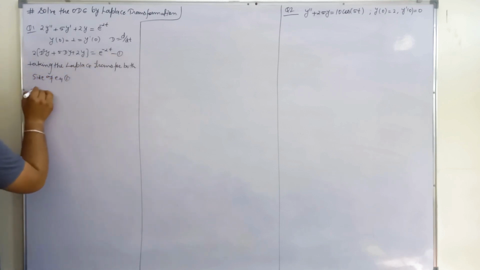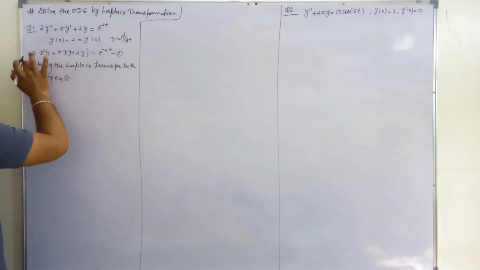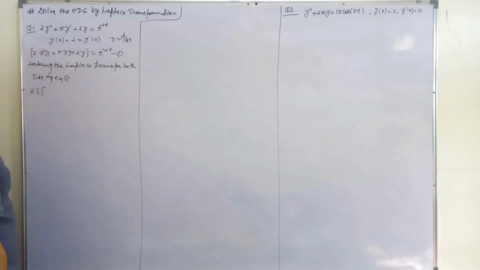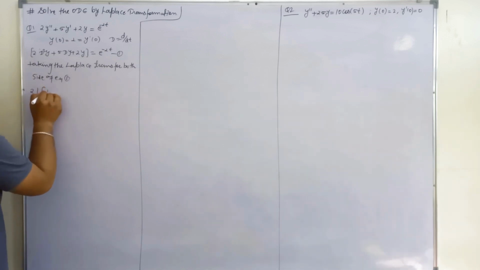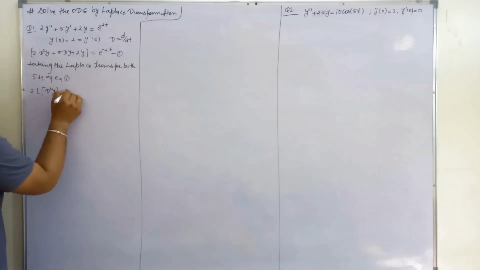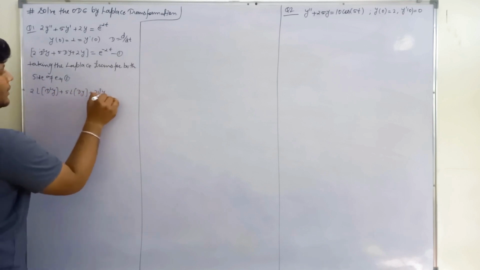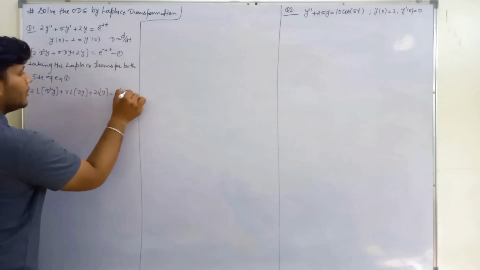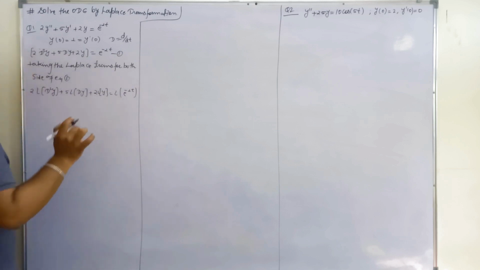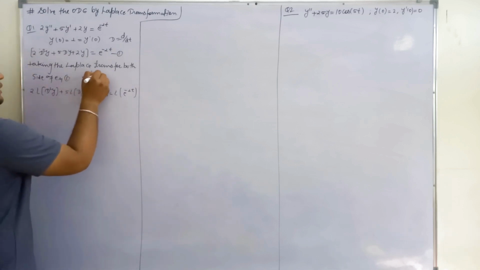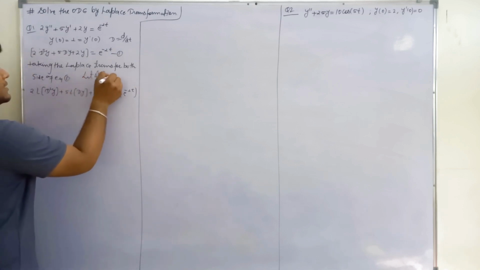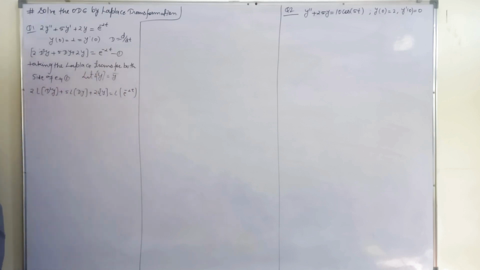So now 2 Laplace of D²y plus 5 Laplace of Dy plus 2 Laplace of y equals Laplace of e to the power minus t. Let the Laplace of y be y bar.